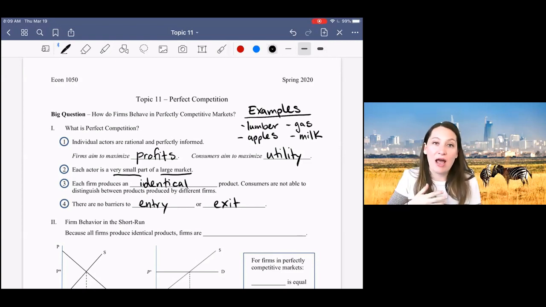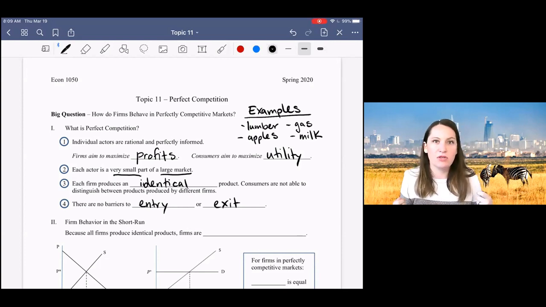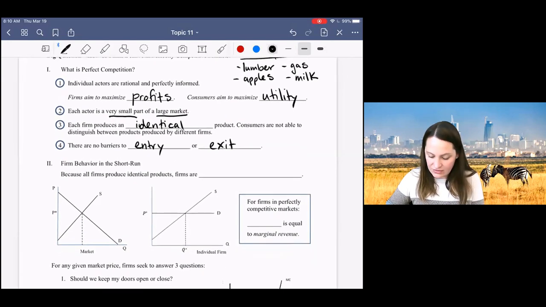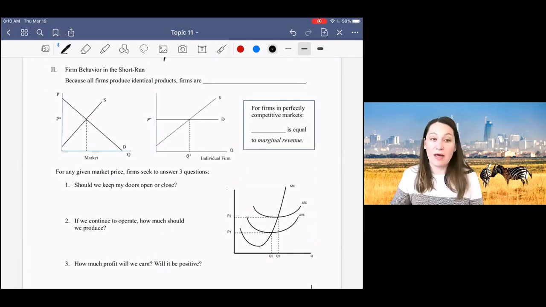But I don't have any idea which farm grew the apple, right? So I can't distinguish between apples grown at one farm versus apples grown at another farm. So all the producers are making basically an identical product. All right, so I've got some examples here of markets that are probably pretty competitive or close to perfectly competitive.